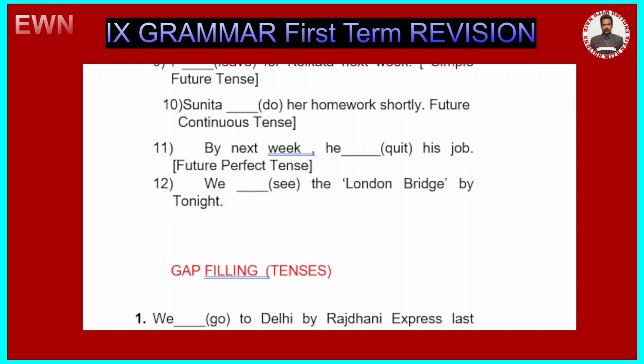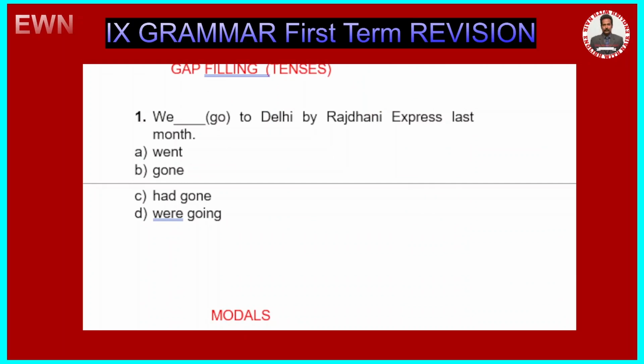So in the exam, it won't be like this. Maybe it's the MCQ type, that is the gap filling one. So basically, we dash go to Delhi by Rajdhani Express last month. Now here, the last words: last month.